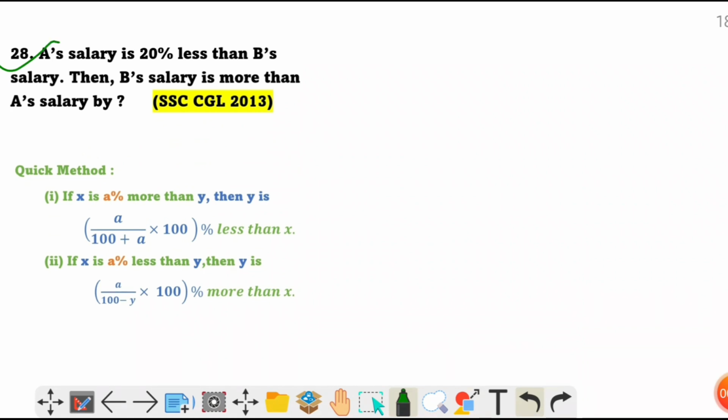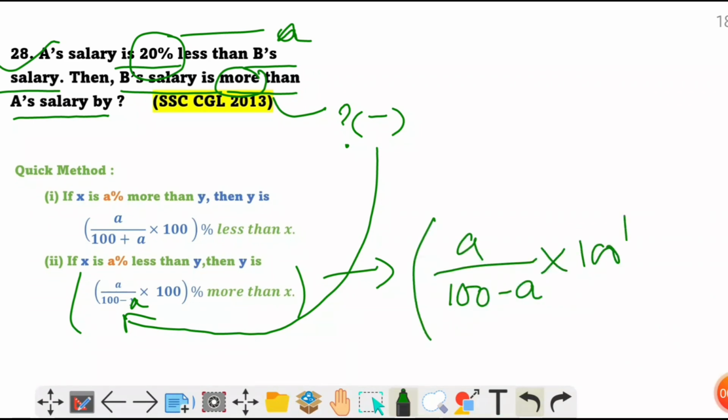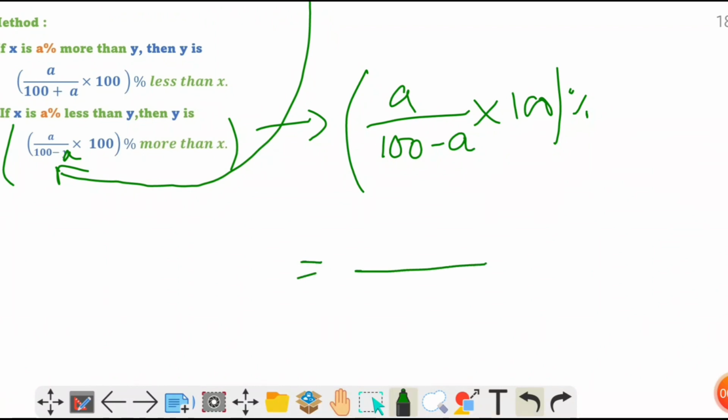Next question. A's salary is 20% less than B's salary. Then B's salary is more than A's salary by how much? This is also a similar kind of question where we have to find more than, that means we are using minus in the formula, and A is 20%. So this type of question we are using the second one. Since we are finding more than, we'll write the formula as A divided by 100 minus A into 100%.